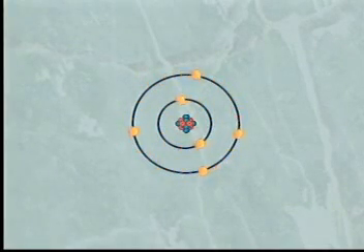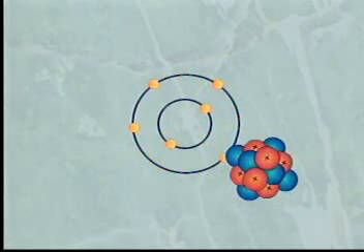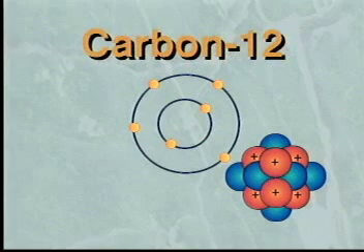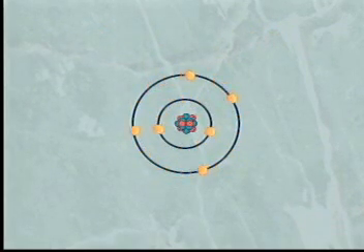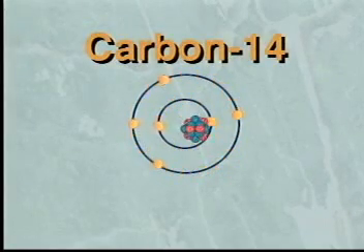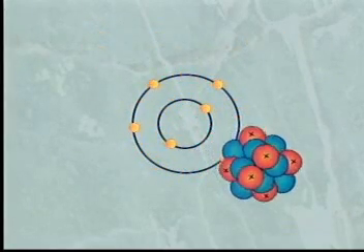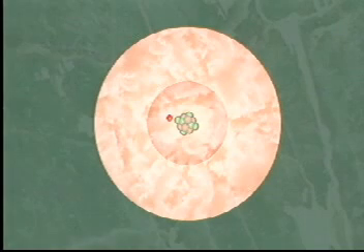Carbon with an atomic mass of 12, seen here with 6 red protons and 6 blue neutrons, is referred to as carbon-12. But carbon can also have an atomic mass of 14, called carbon-14, seen here with 6 red protons and 8 blue neutrons. Carbon-14 in nature is unstable and gradually deteriorates.